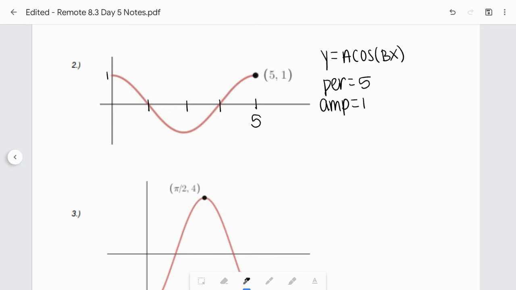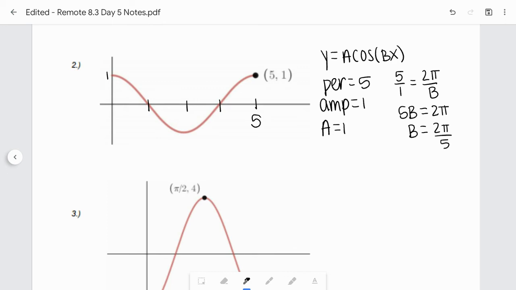So I already know what A is. So let's see, I'm just going to write that below. A is equal to 1. So let's identify what B is. So 5 over 1 is equal to 2 pi over B, since that's how I find my period. So then you can go ahead and cross multiply. So 5b is equal to 2 pi. Divide by 5. So we have b is equal to 2 pi over 5.